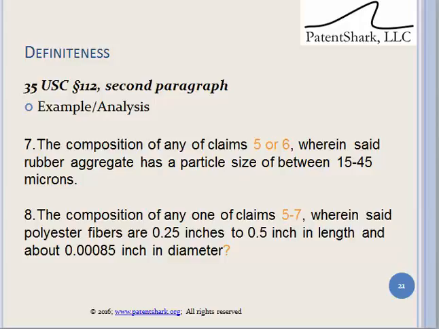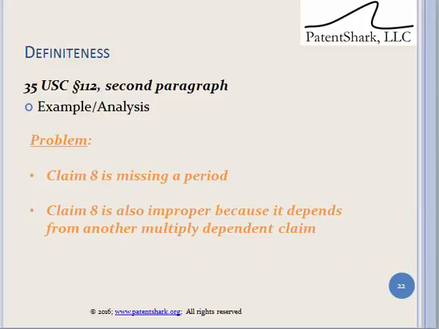Well, there are some problems with these claims. First of all, claim 8 is missing a period at the end of it. It's ending with a question mark. You can't end a claim with a question mark. So a period is required there. And also claim 8 is improper because it depends from another multiple dependent claim. So that's not also permissible. So this example gives you guys some understanding of 112 second paragraph issues that may be found in claims.